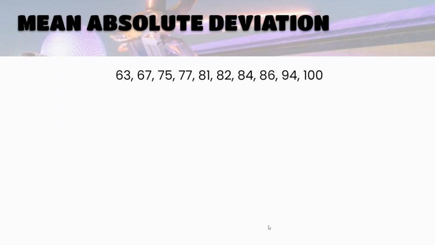For this data set, to find the mean, I add all the numbers up and then I divide by 1, 2, 3, 4, 5, 6, 7, 8, 9, 10. Add them all up, divide by 10, I get the mean is 80.9.